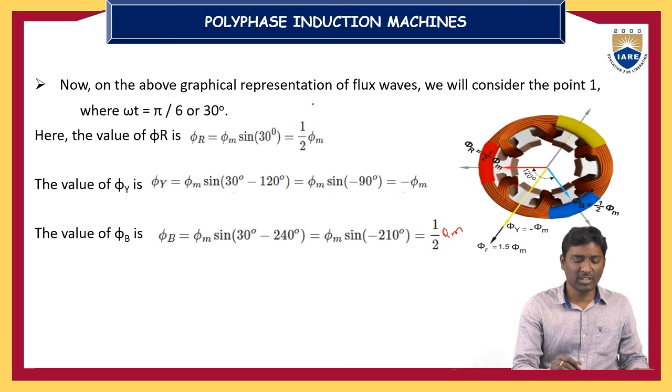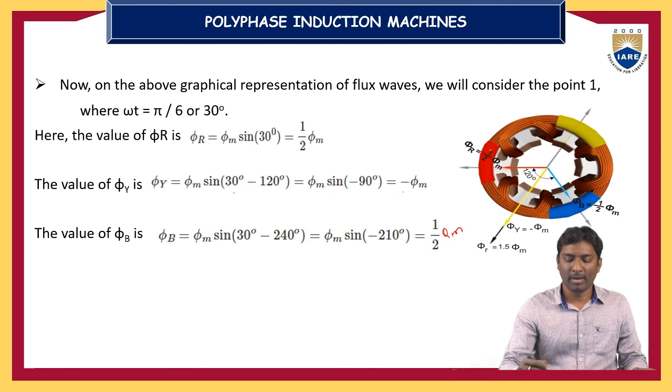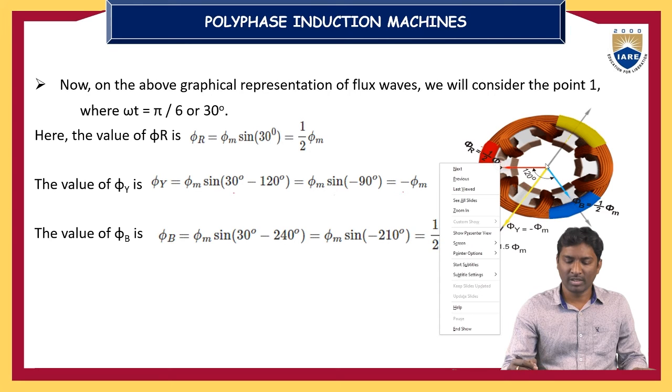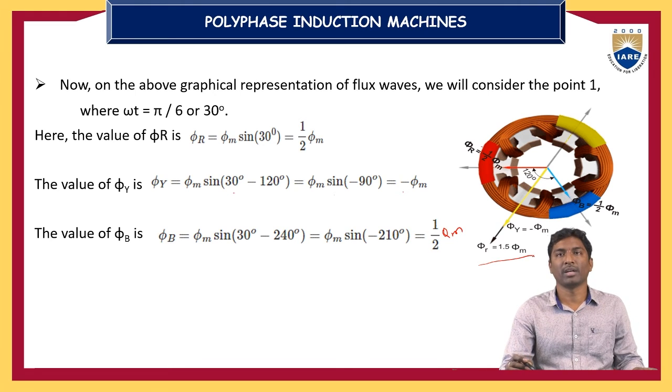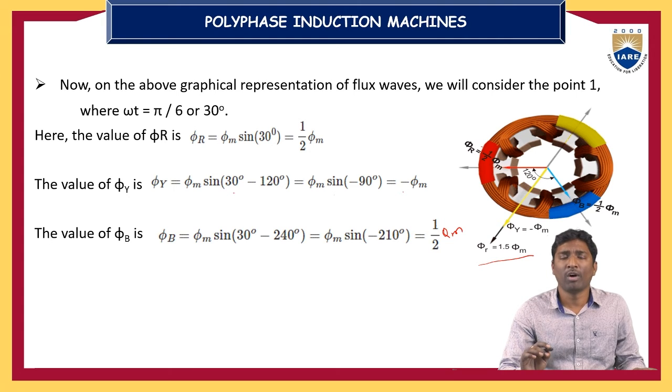So these values I am representing in the stator winding like this. Phi r is equal to 1 by 2 into phi m, each one displaced by 120 degrees, and phi b is equal to 1 by 2 into phi m, and phi y is equal to minus phi m, and the resultant flux phi r is equal to 1.5 into phi m. So in any case, the resultant flux is equal to 1.5 times the maximum flux only.